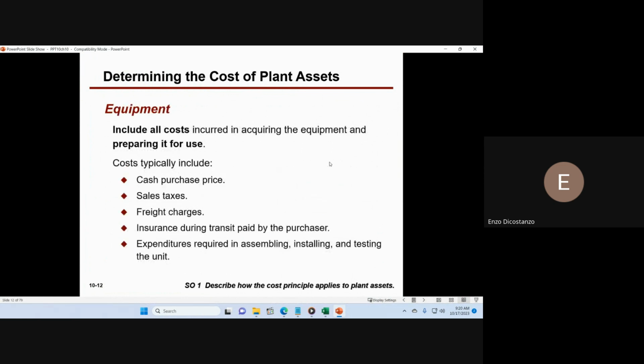Equipment includes all costs incurred for acquiring the equipment and preparing it for use. And again, reading the accounting rules, no matter what it is, that's your go-to: cash purchase price, sales taxes, freight charges, insurance during transit paid by the purchaser, expenditures required in assembling, installing, and testing.